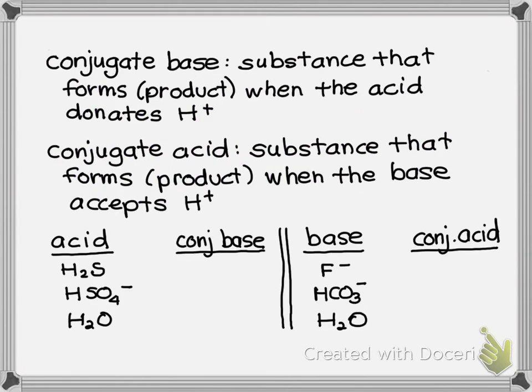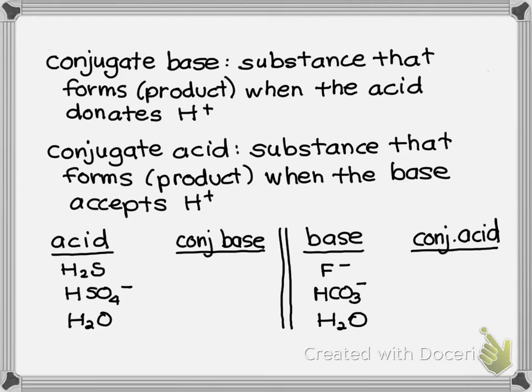So let's look at the other side. On the product side, we also label what's formed. So on the previous slide, we just labeled the reactants. One is the acid, the one that donated the proton, and the other is the base, the one that accepted the proton. But we also label what we call their partners, the conjugate base and the conjugate acid.